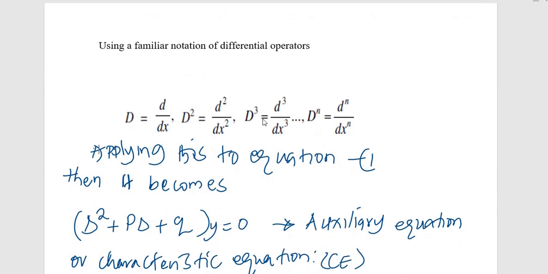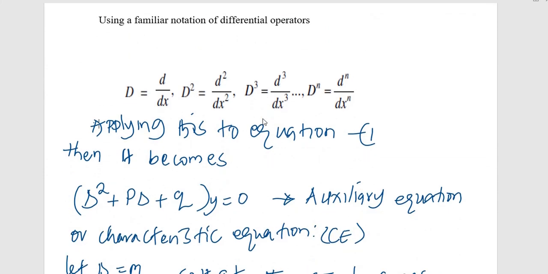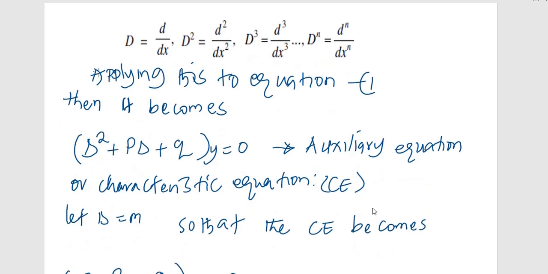So using a familiar notation of differential operators, we can say let D equal d/dx, D^2 equal d^2/dx^2, D^3 equal d^3/dx^3, up to D^n, which equals d^n/dx^n. Applying this to the equation above, it means (D^2 plus pD plus 2) y is equal to 0, which is an auxiliary equation or characteristic equation. In other words, it is the given equation, but written using the method of D operators.